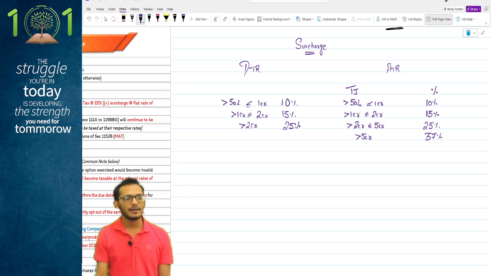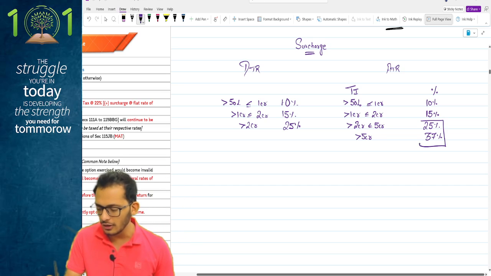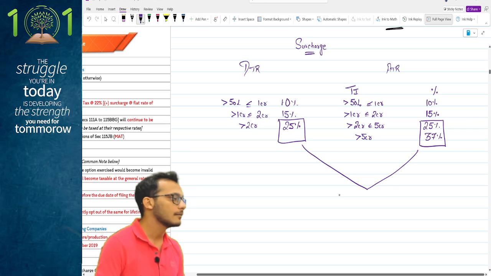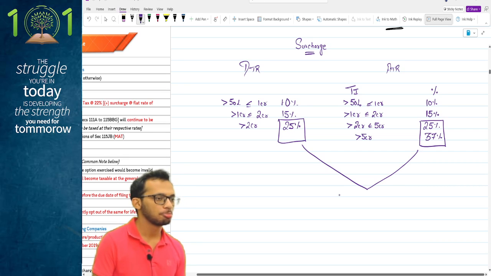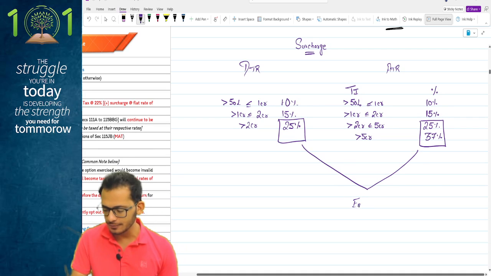Clear enough? Yes. In this, let me also clarify to you that the rates which you see here called 25 and 37 in income tax are referred to as, no idea? It's called enhanced surcharge.